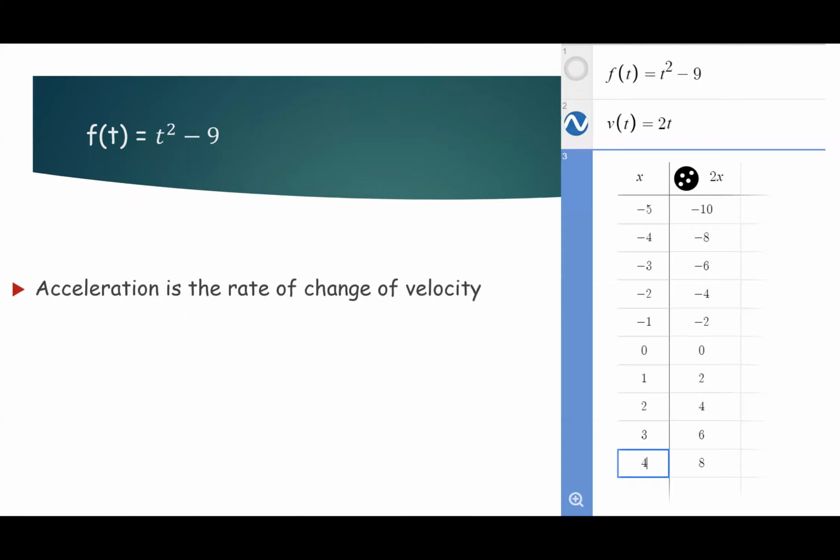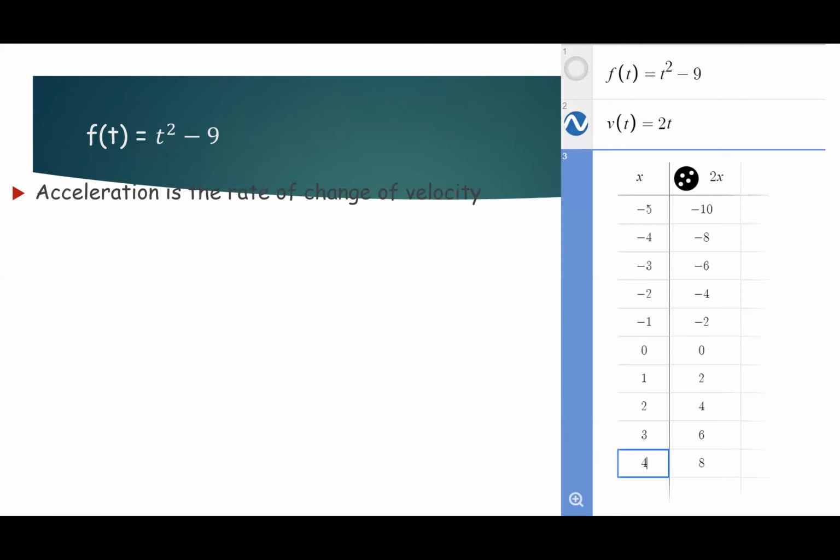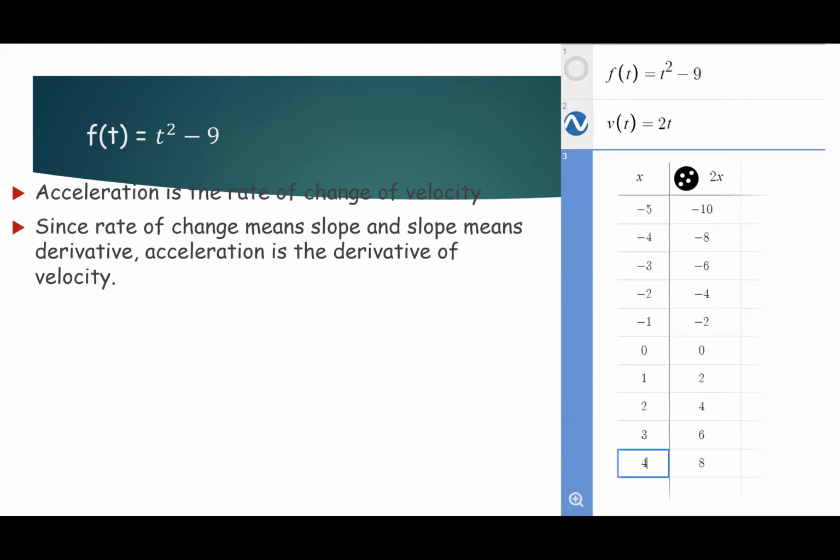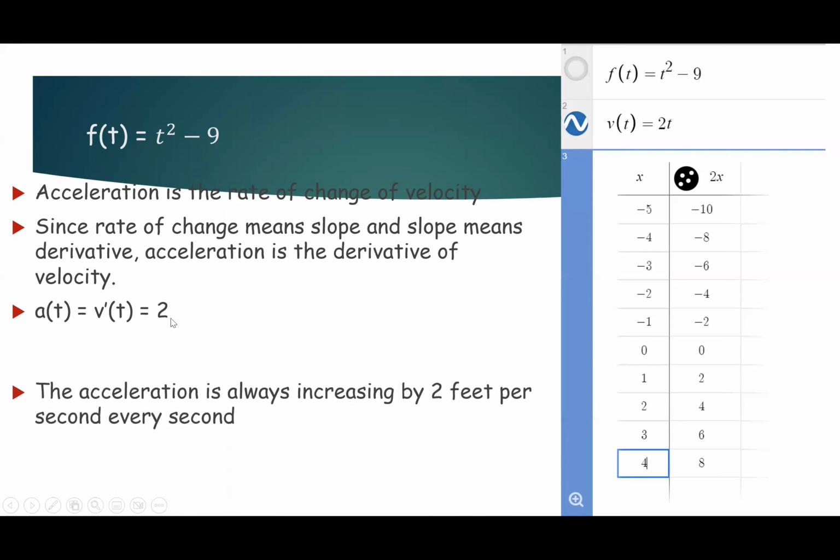Let's have a look at t squared minus 9 again. So since the rate of change means the slope, and the slope means the derivative, acceleration is the derivative of velocity. So if we look at this, acceleration is the derivative of velocity. So since the velocity was 2t, the acceleration is the derivative of 2t, just 2.